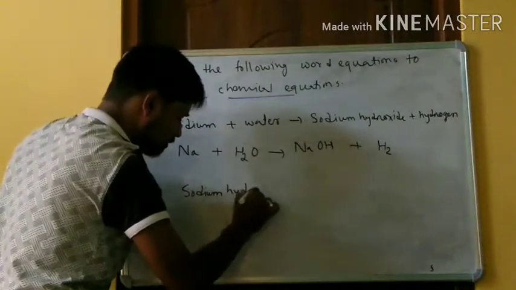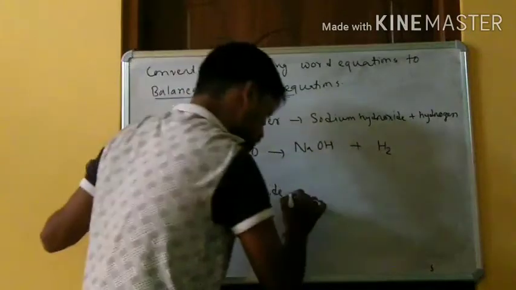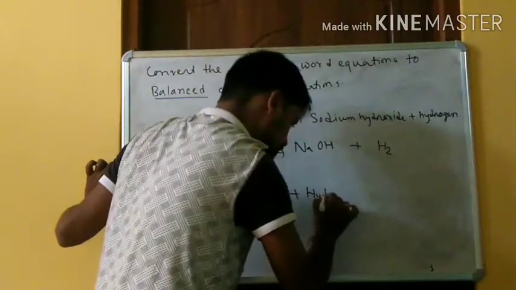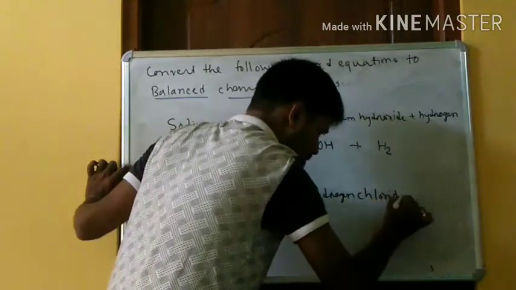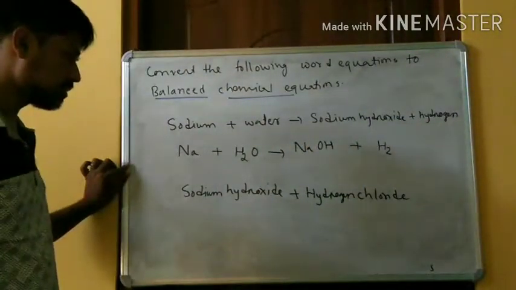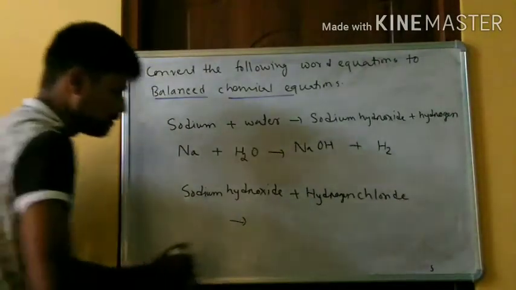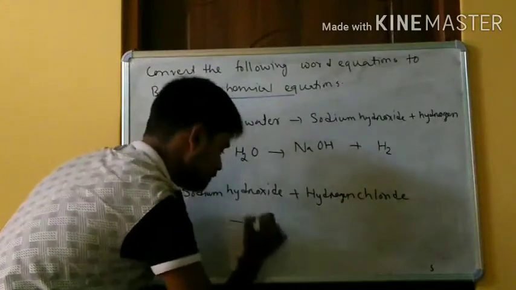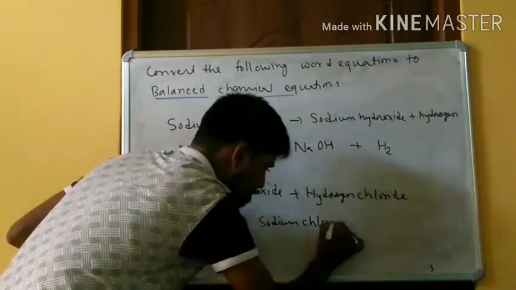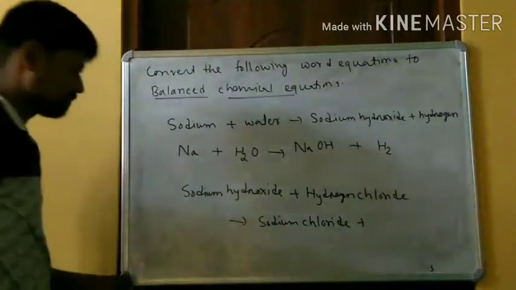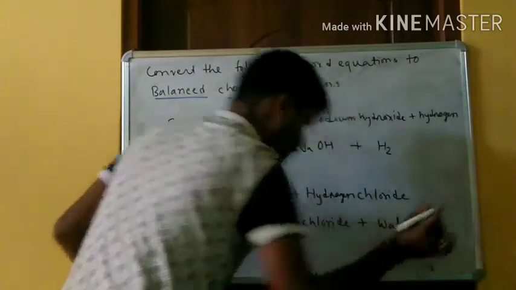Sodium hydroxide plus hydrogen chloride tends to become sodium chloride plus water.